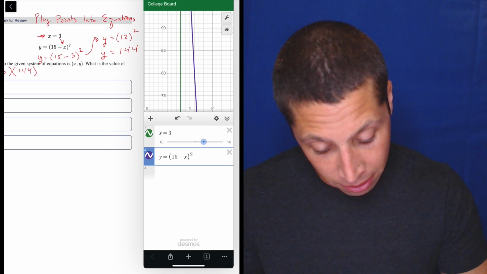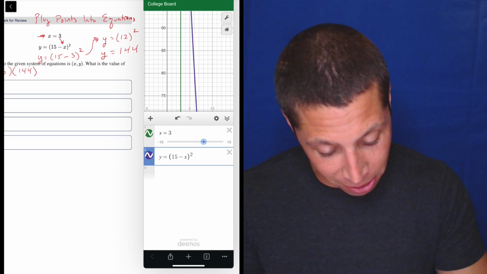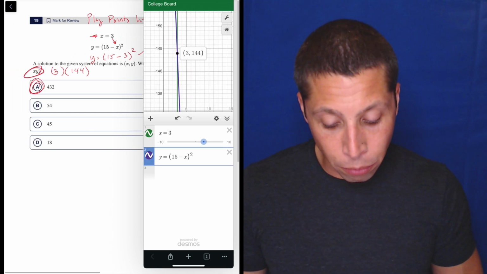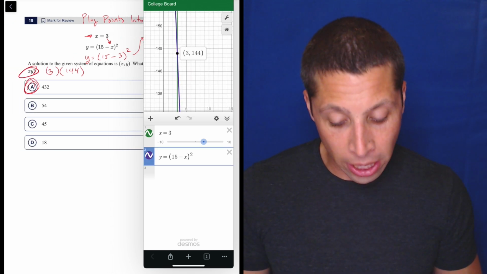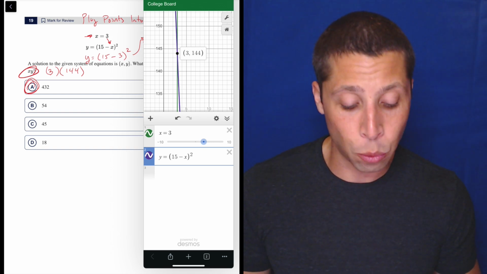Why isn't it moving? It froze. See, this is why we don't use Desmos, it froze. And there it is, right? So 3, 144 is our intersection point. Now we would still need to do the work of multiplying those two numbers to get us x and y.